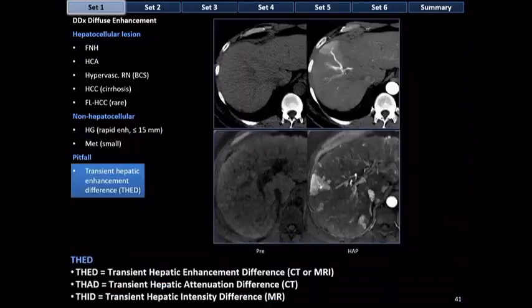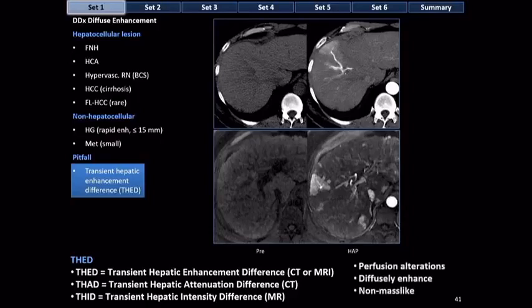Not everything that hyperenhances diffusely is a mass. Shown above on CT is a perfusion alteration. Shown on the bottom on MRI, same thing. A perfusion alteration. These perfusion alterations are frequently wedge-shaped. And very importantly, notice that the blood vessels run undisturbed through these perfusion alterations, which is your sign that you're not dealing with a true mass.